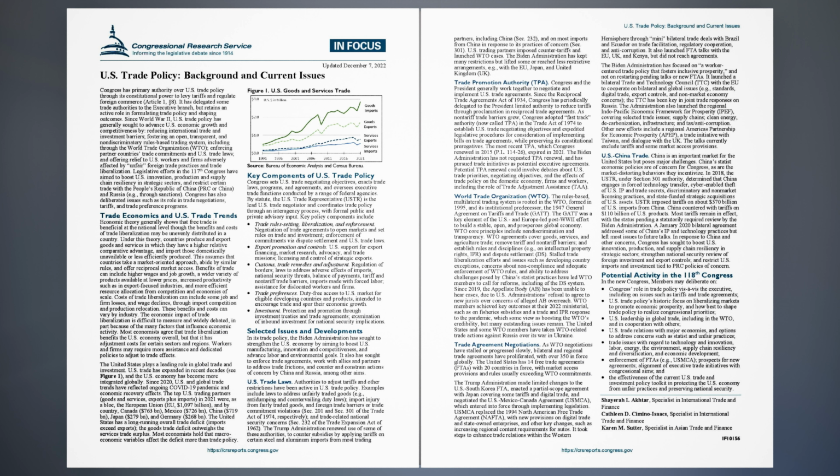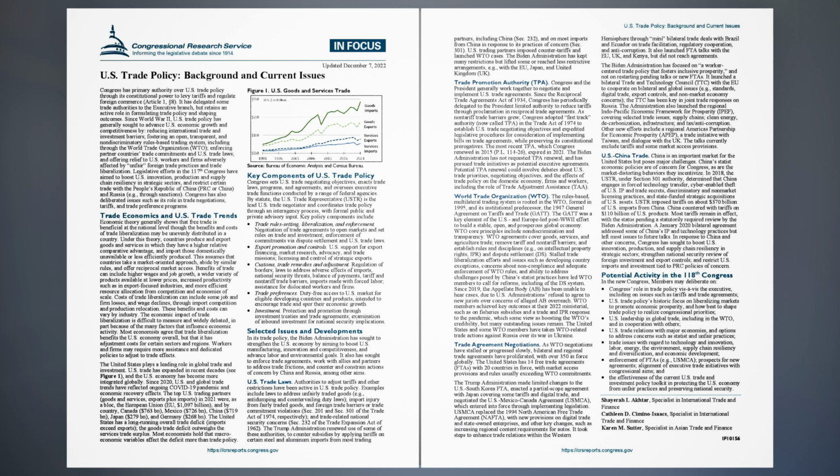Legislative efforts in the 117th Congress have aimed to boost U.S. innovation, production and supply chain resiliency in strategic sectors, and restrict certain trade with the People's Republic of China, PRC or China, and Russia, for example, through sanctions. Congress has also deliberated issues such as its role in trade negotiations, tariffs, and trade preference programs.